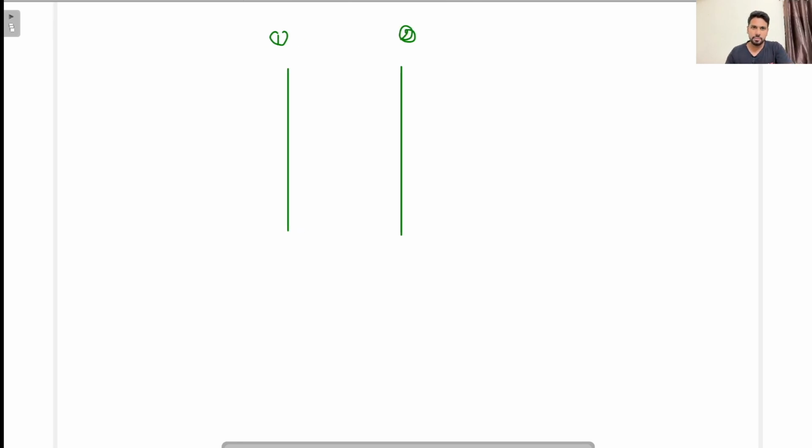To make it active, I have to connect these parallel plates to an external source of voltage. You very well know that an external source of DC voltage is a battery. So I connect this to a battery. Very simple, right?